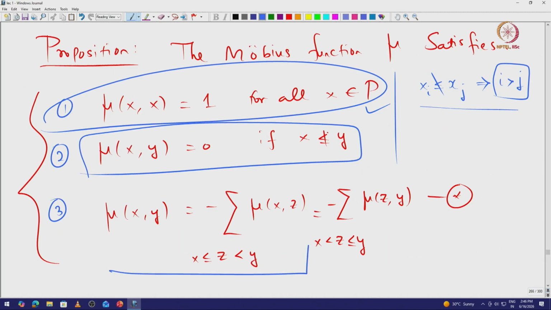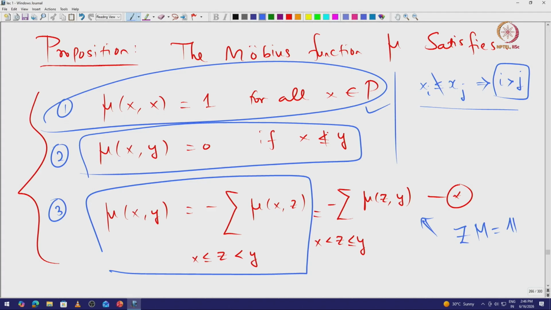So, this is the first part. Now the second part again will come from the equation that z m equal to identity. So, this would imply this. That is a similar computation, so I will leave it to you to check.